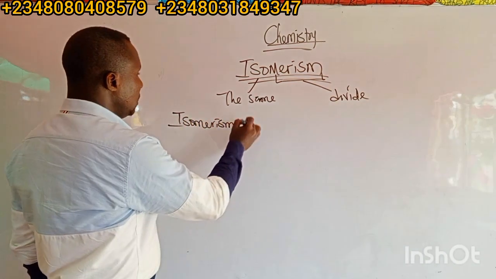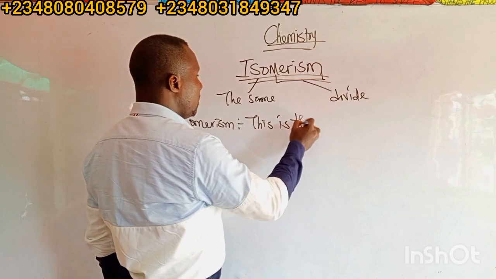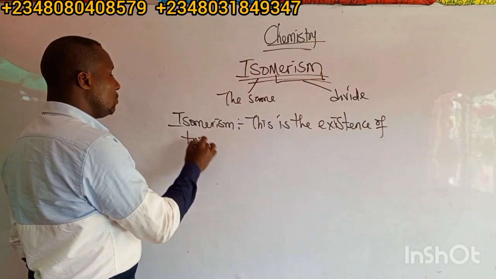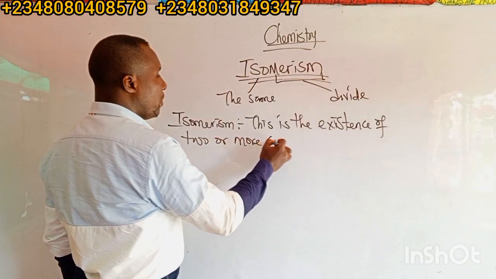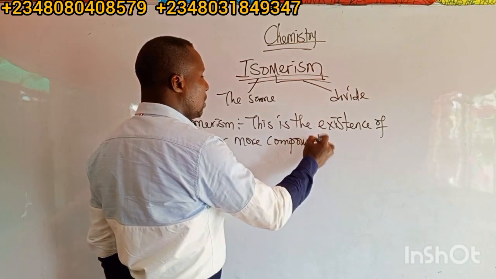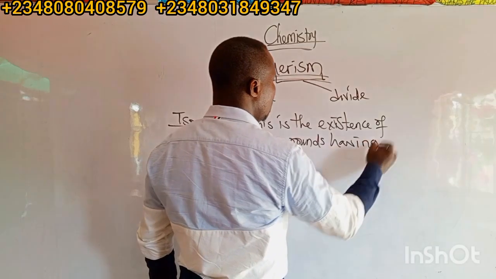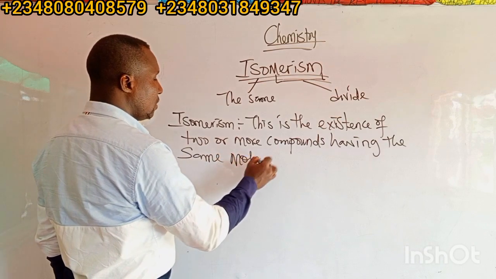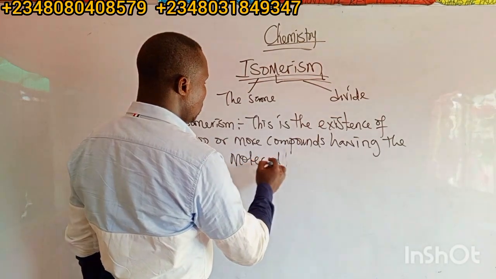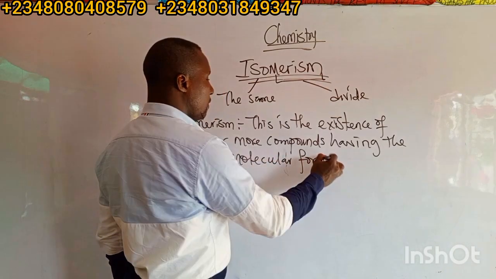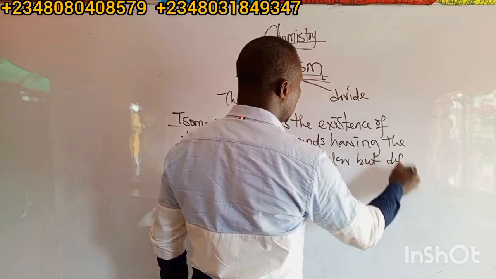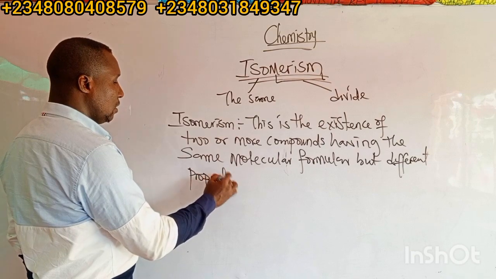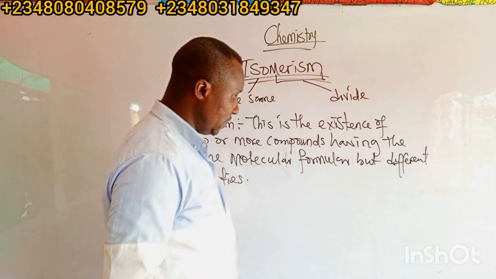Isomerism is the existence of two or more compounds having the same molecular formula but different properties. That is isomerism.